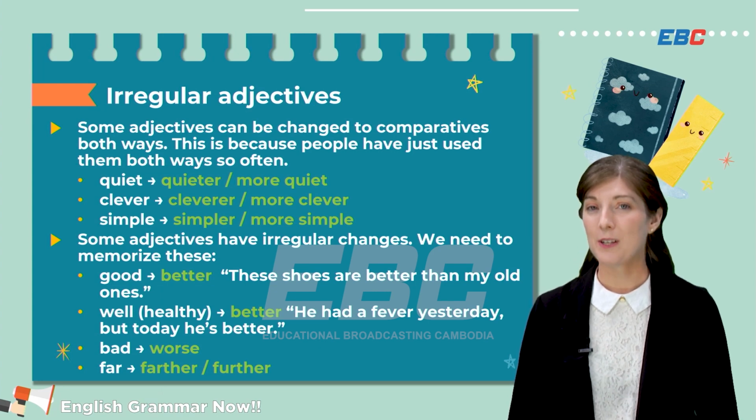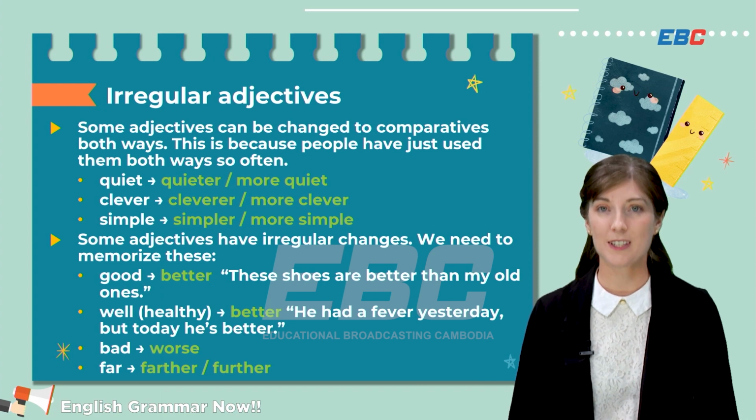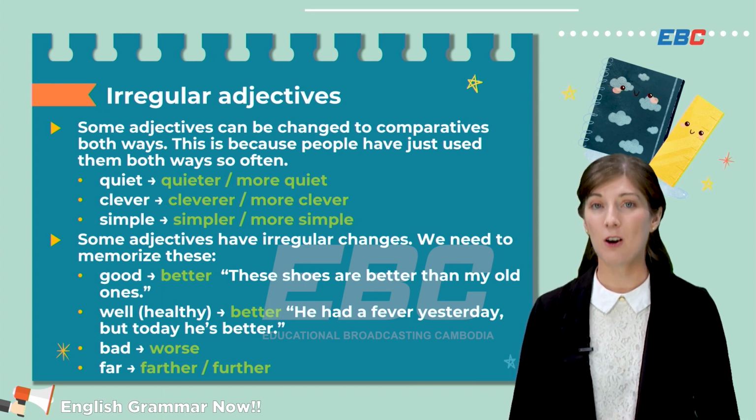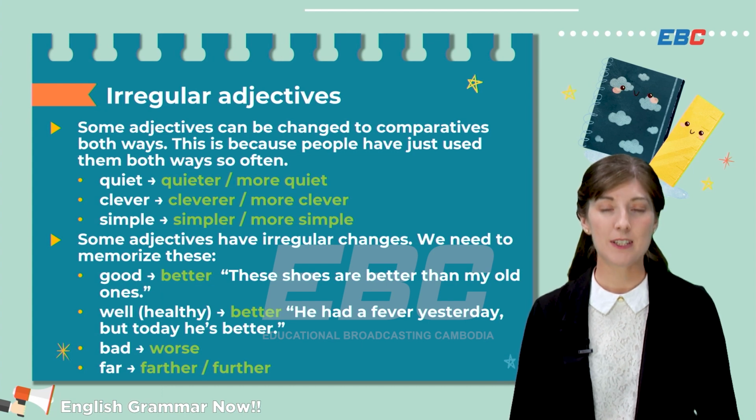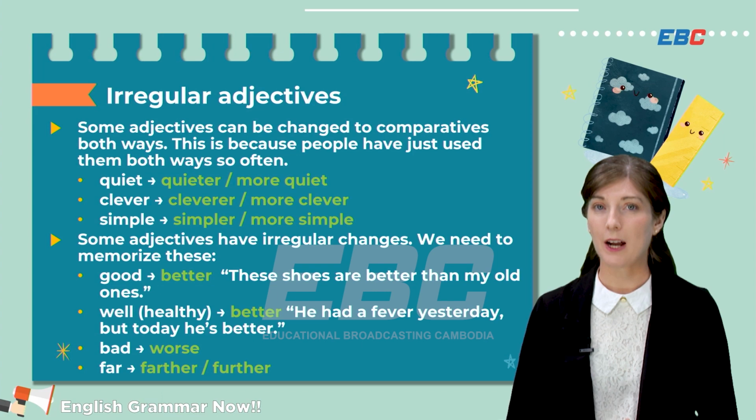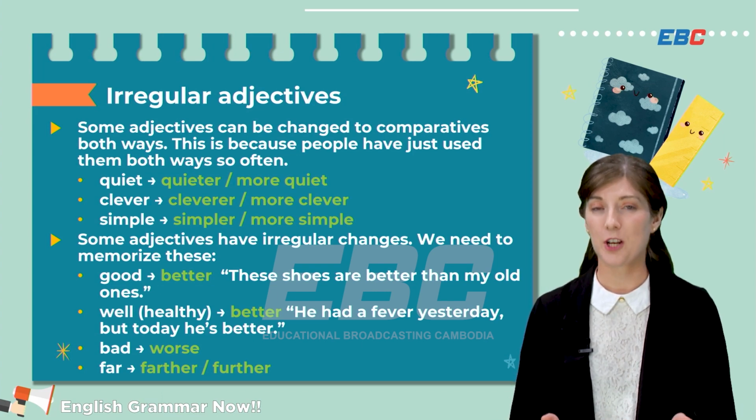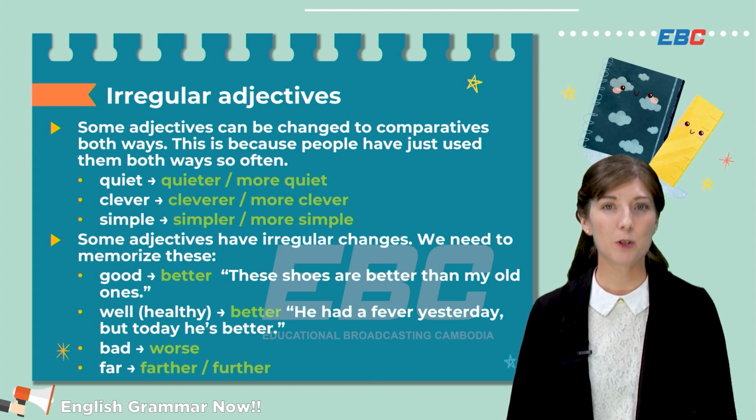Bad also is an irregular adjective. It changes into worse if we want to make the comparative. And far has two options. We might write farther, or we might write further. These are used interchangeably, so it doesn't matter which one you take.